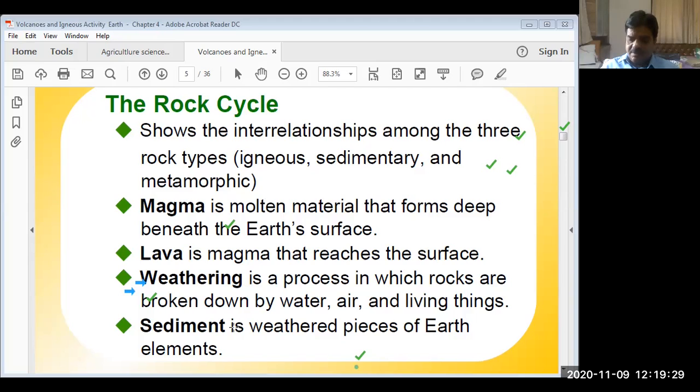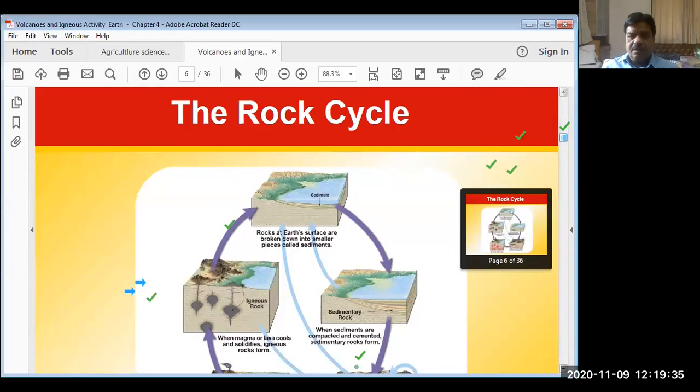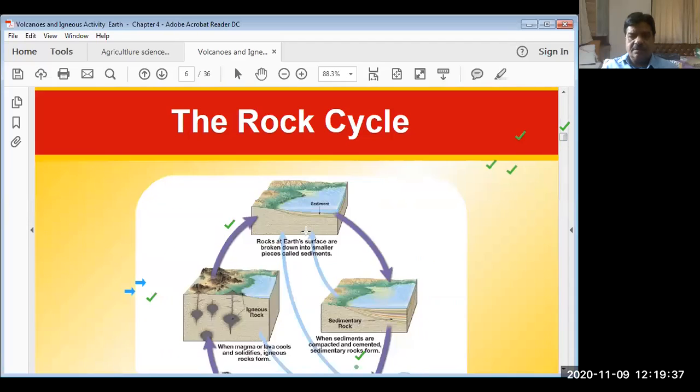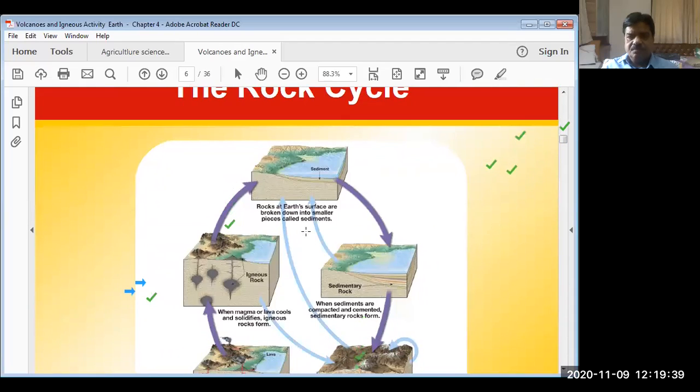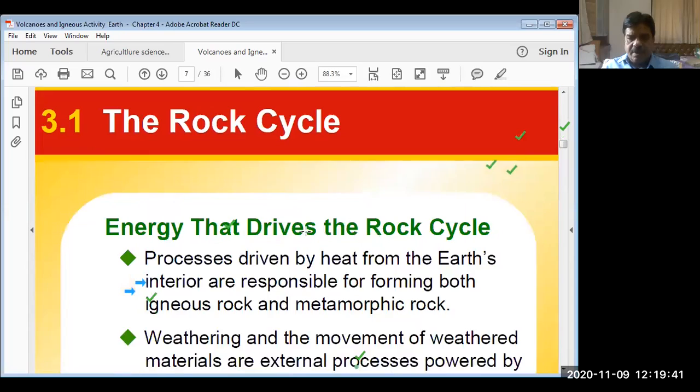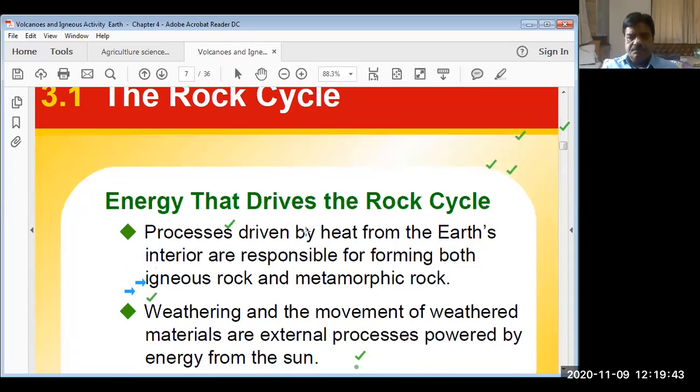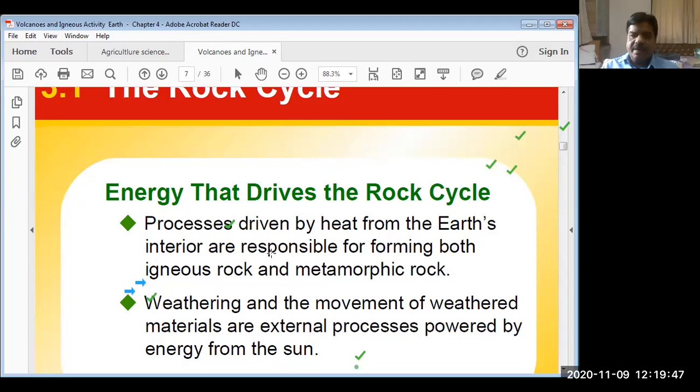So sediments are the pieces of these earth. Then on another slide, come to this slide, how the rock cycle takes place. Okay, just what we have studied. Now from rock, soil is made. Now how is this made? This is a process. Now what is this process?